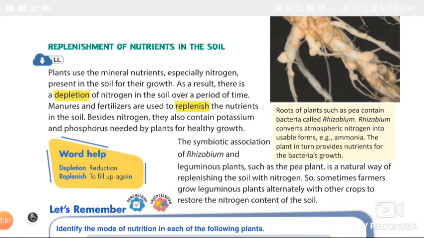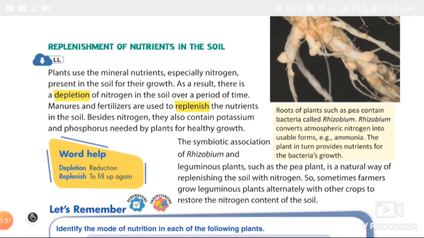Next we studied that the amount of minerals like nitrogen declines in the soil over a period of time. So farmers and gardeners use manures and fertilizers to replenish the nutrients in the soil. The leguminous plants and rhizobium have a symbiotic relationship. This we already studied in symbiotic plants.